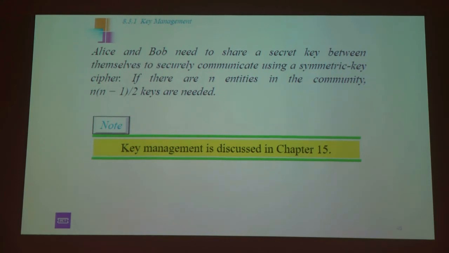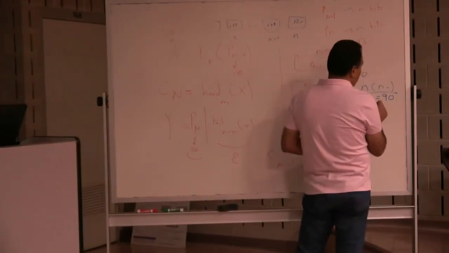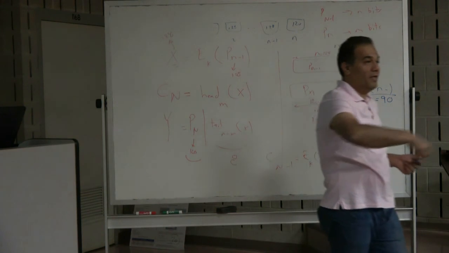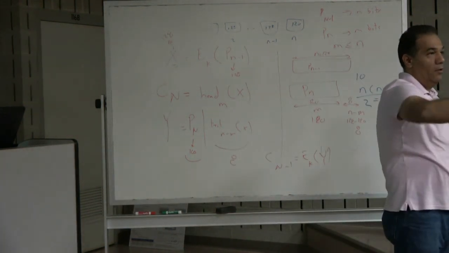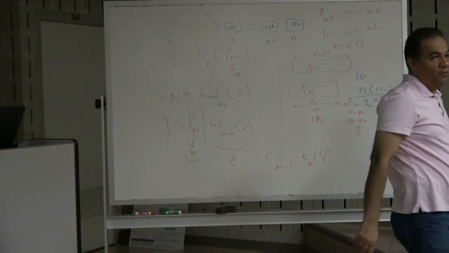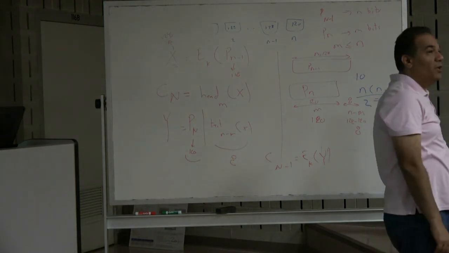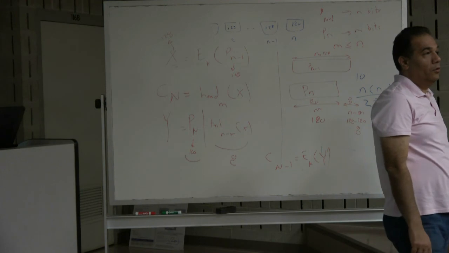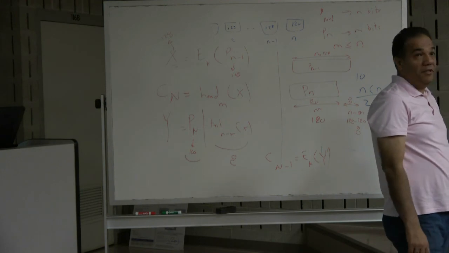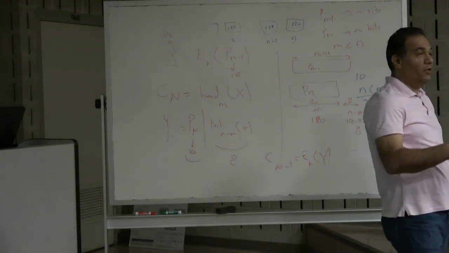So if we are 10 people, it's going to be 10 times 9, N times N minus 1, which equals 90. Actually, we have to divide it by 2. Why? 45. Because the key between me and him is the same key, so I have to divide by 2. How about if I have a billion people in the whole world?